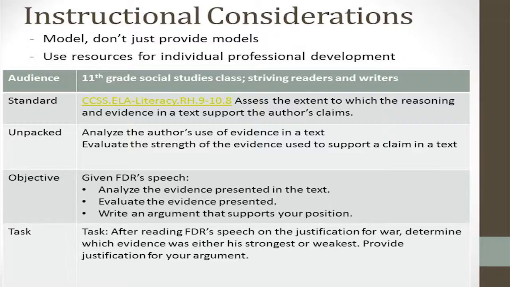So the task that he gave the students was to, after reading FDR's speech on the justification for war, determine which evidence was either his strongest or his weakest. He gave them a choice, and then provide justification for your argument. And so we mapped out this plan for the extended gradual release. We were really excited, and we had this whole thing going, and then between the time I met with him and the time he was supposed to teach it, life got in the way, and he just assigned it to them without giving them a model. So he gave them the speech and gave them the task and told them to go.